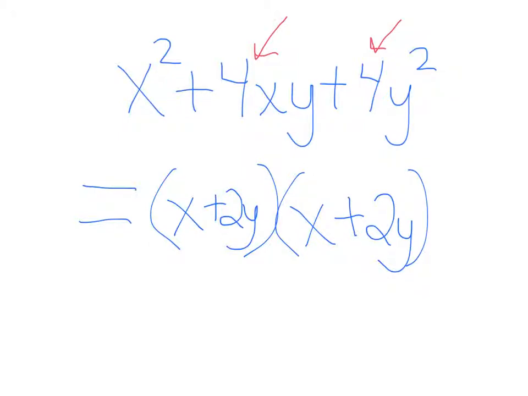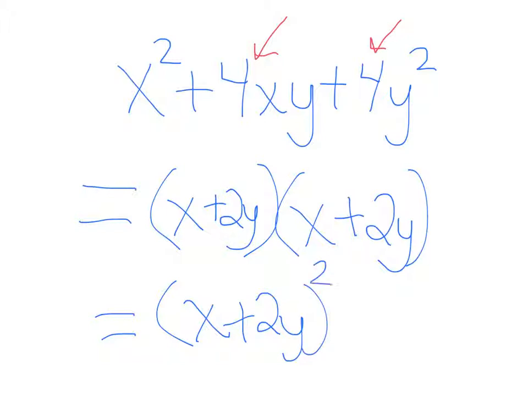So our final answer can be written as the square of a binomial. You can also do the check to make sure that it works.